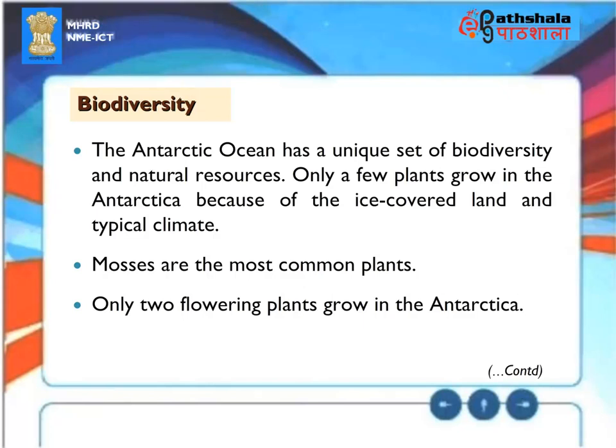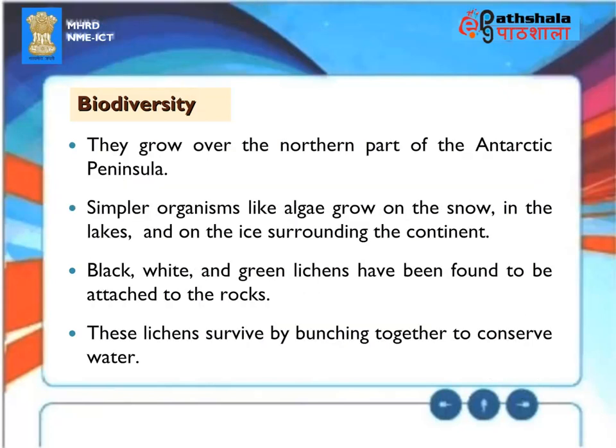They grow over the northern part of the Antarctic Peninsula. Simpler organisms like algae grow on the snow, in the lakes, and on the ice surrounding the continent. Black, white, and green lichens have been found to be attached to the rocks. These lichens survive by bunching together to conserve water.